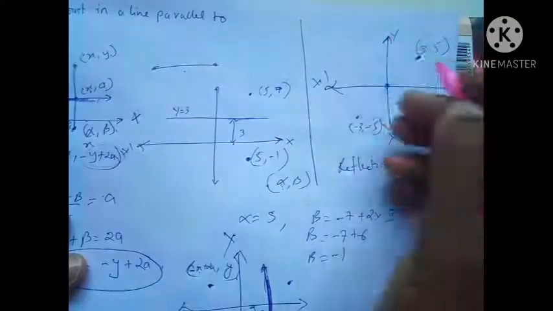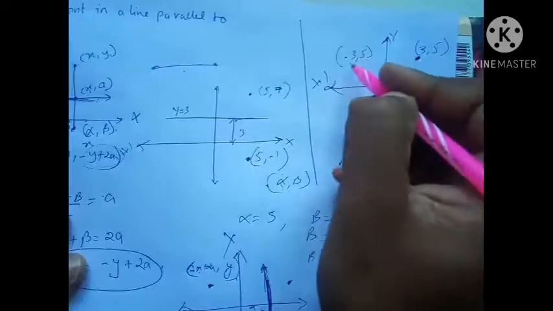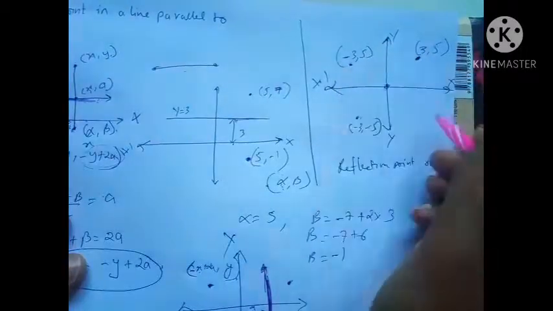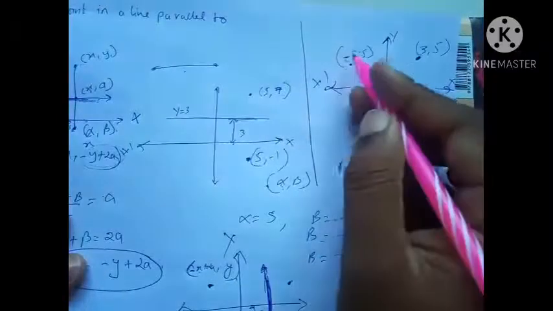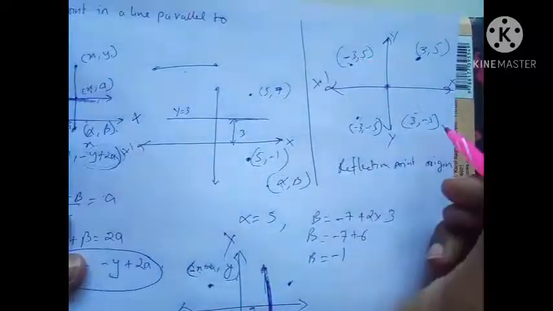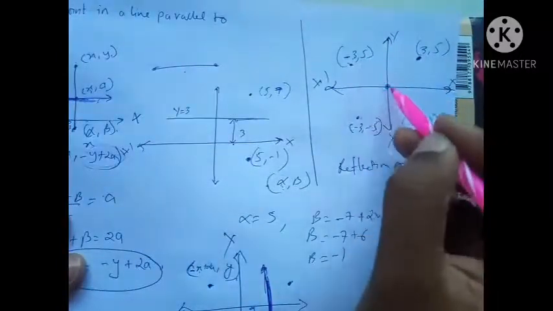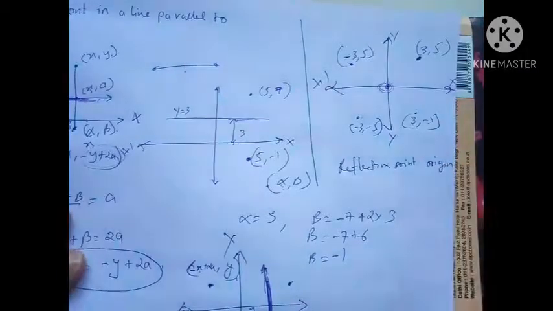For example, let's say here it's going to be (-3, 5). This is going to be (-3, 5). What is the image of this? The image of this is going to be (3, -5). Opposite sign. Minus 3 here, plus 3; 5 here, minus 5. Opposite sign when the reflection is taking place through the origin. Okay, I hope you guys understood this.